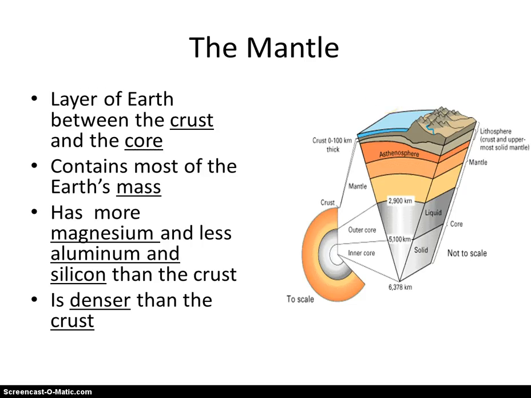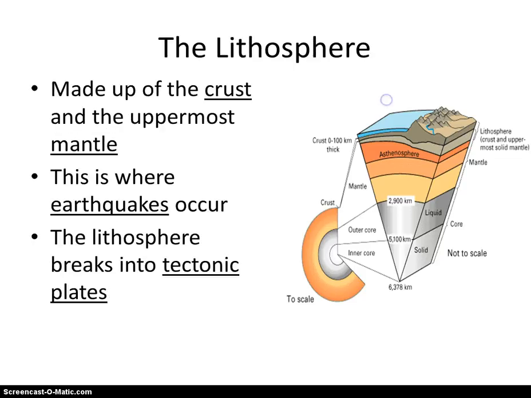Next layer, the mantle, is the layer of Earth that's between the crust and the core. It contains most of Earth's mass. Remember, mass is how much stuff is in something. And it has more magnesium and less aluminum and silicon than Earth's crust. It is also more dense than the crust. That's how come it sinks, and the crust is on top.